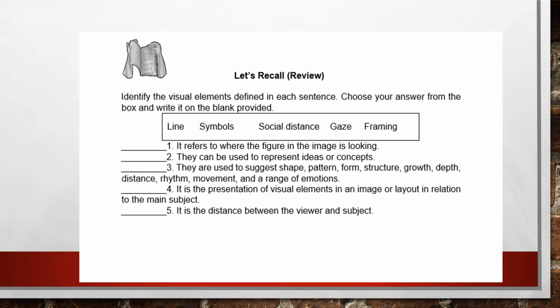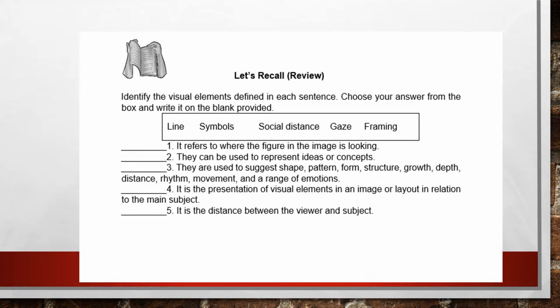Let's have first a short review of our previous lesson from our first quarter. Identify the visual elements defined in each sentence. Choose your answer from the box and write it on the blank provided. Question number 1. It refers to where the figure in the image is looking. What is it? Number 2.